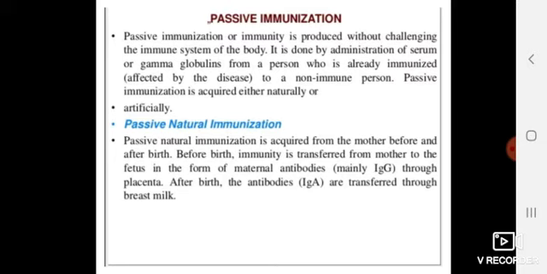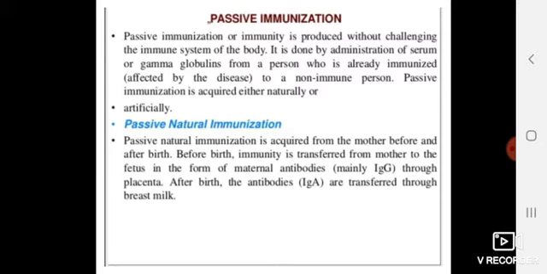First one is the passive immunization. Do you remember, in the first slide we already mentioned there are mainly two types of immunization method: the first one is passive and another one is active. Here we are going to discuss passive. First, what is passive? Passive won't make any challenge to the immune system of the body.